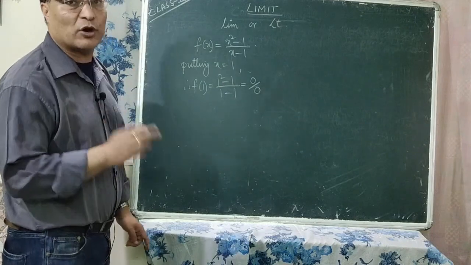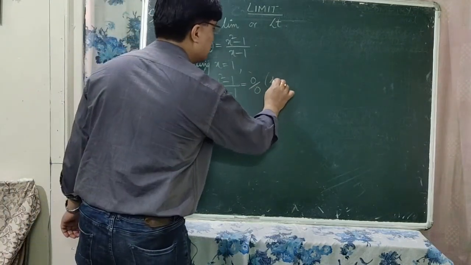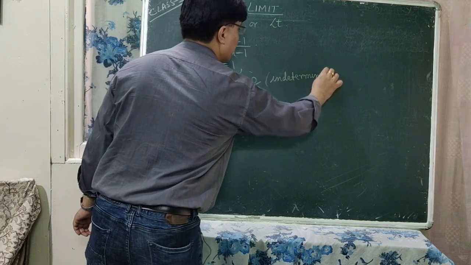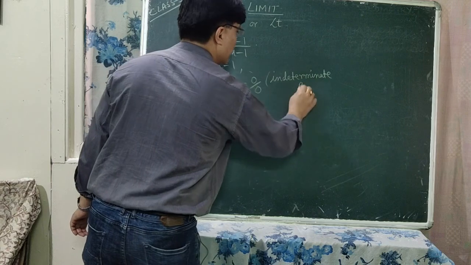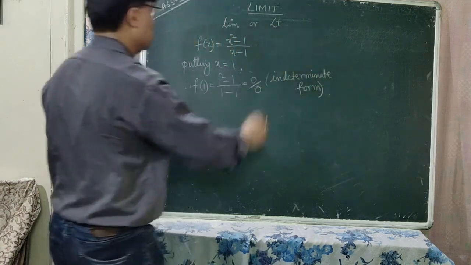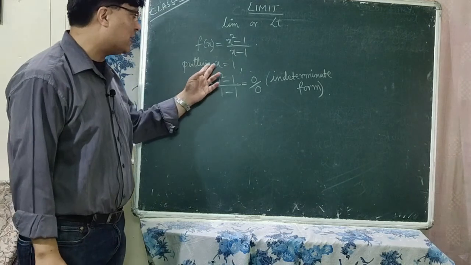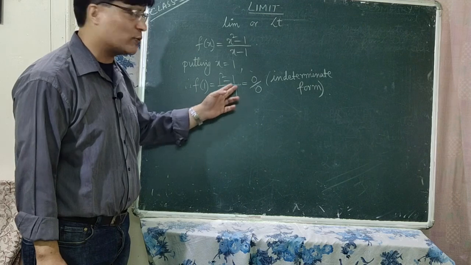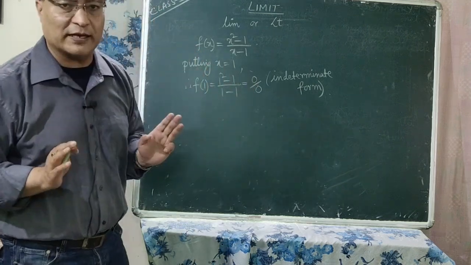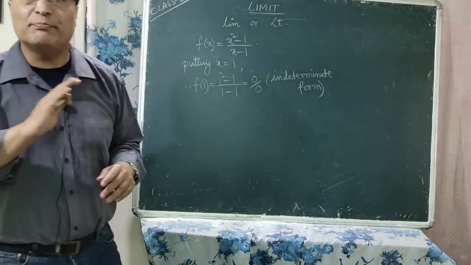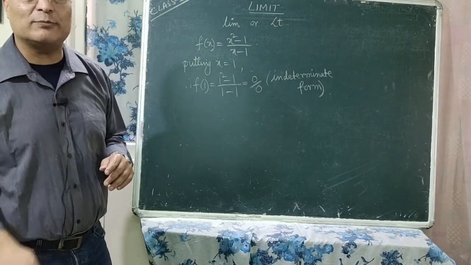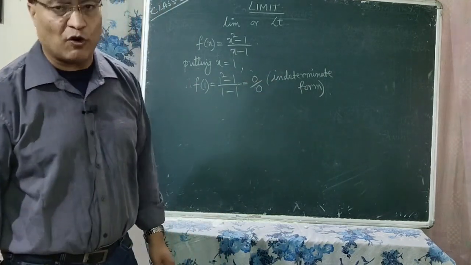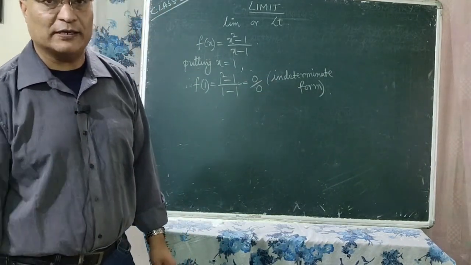So 0 by 0 is undefined and it is known as indeterminate form. So in this case, while putting x is equal to 1, f of 1 is equal to 1 square minus 1 divided by 1 minus 1, which is 0 by 0, which is always undefined, because something divided by 0 is meaningless. The denominator cannot be 0. This is known as undefined and it is known as indeterminate form.